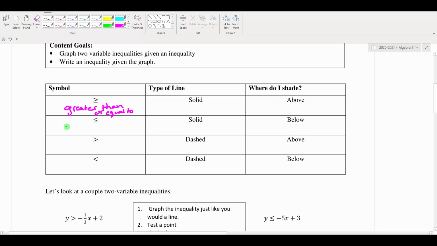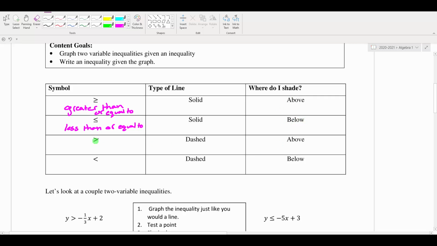Now this one says less than or equal to. Again, because we're allowed to be equal to, we make our line solid, but we would shade below the line since we want to be less than.